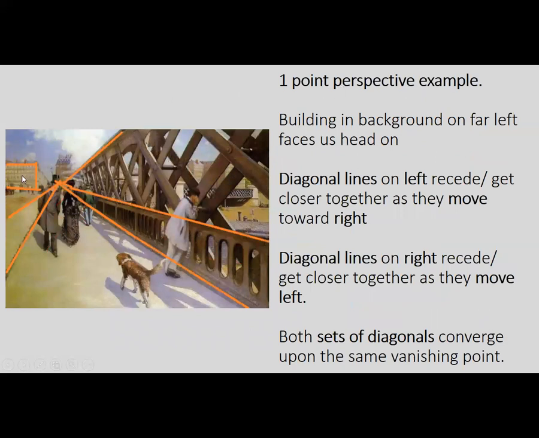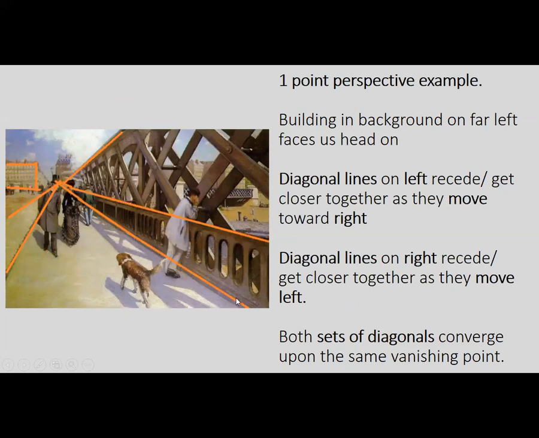So the building in the background, the front of that building faces us head on. It's further away, but it faces us head on. The diagonal lines on the left that run along the sidewalk and the edge of the road, those are wide up here. See how wide it is up there? And the further away they go toward that vanishing point, the closer those two diagonal lines are. They're getting closer and closer together until they meet.